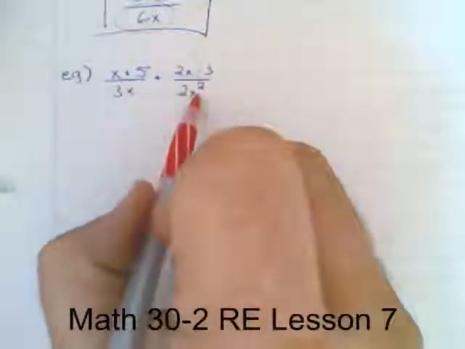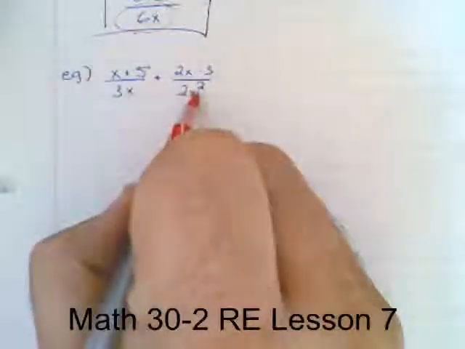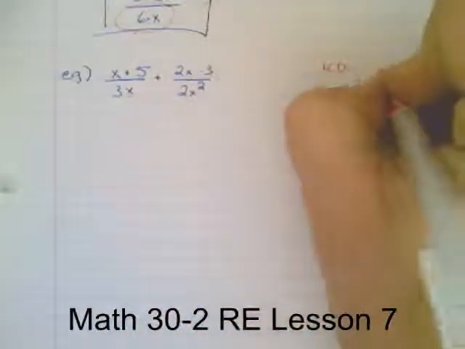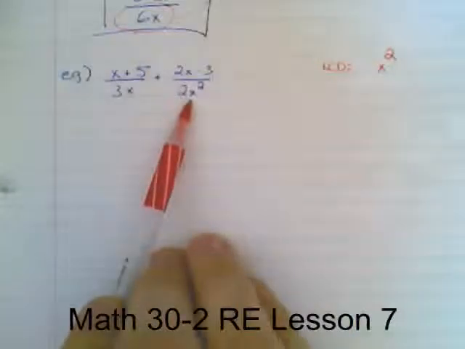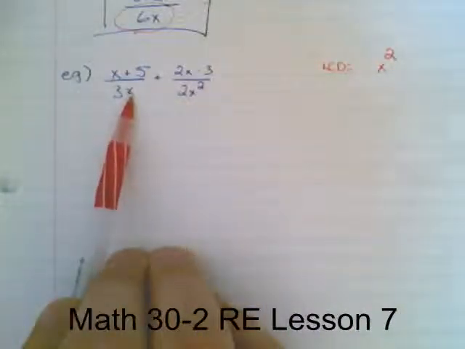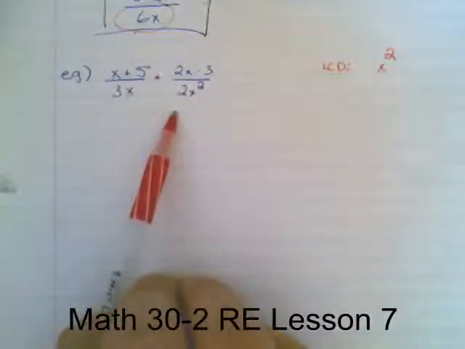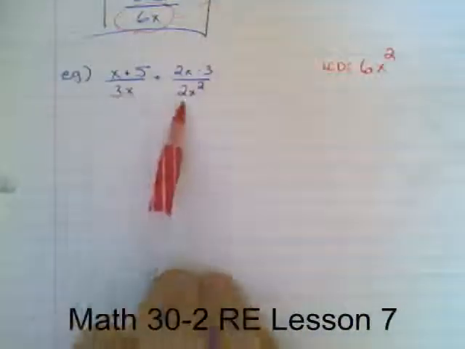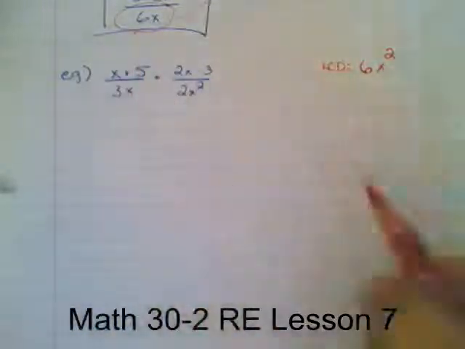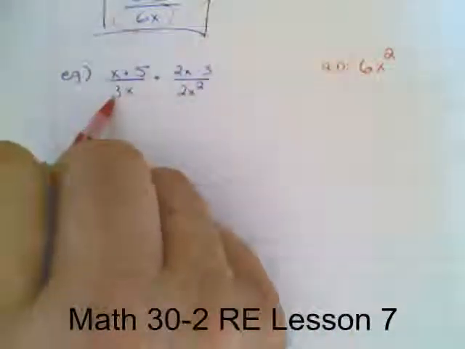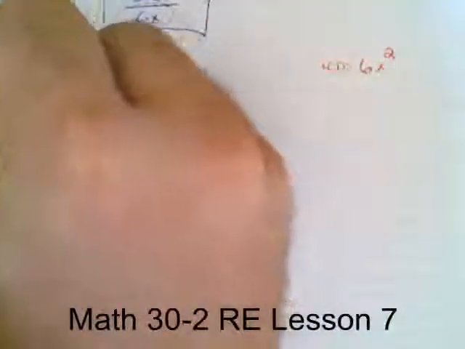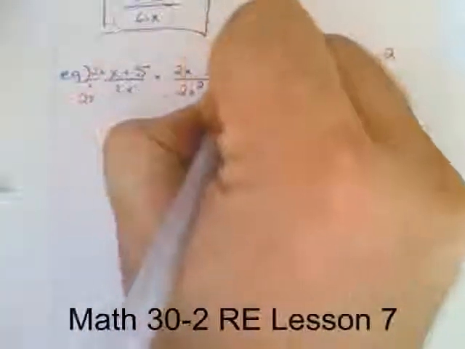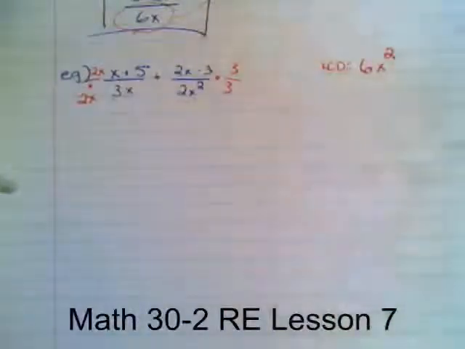x plus 5 over 3x plus 2x minus 3 all over 2x squared. That's very similar. Monomials, so there's only one term in each. Okay, there's a number and there's a letter. I go through and look at the letters really quickly. There's 1x here, 2x's here. So I'm going to put 2x's in my denominator. So my lowest common denominator is going to be something x squared.